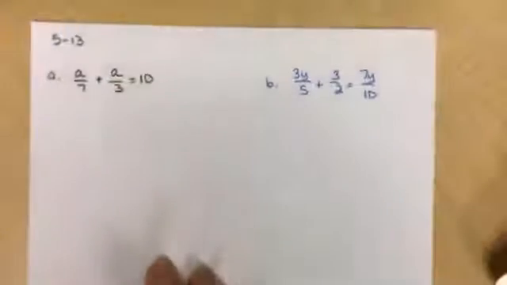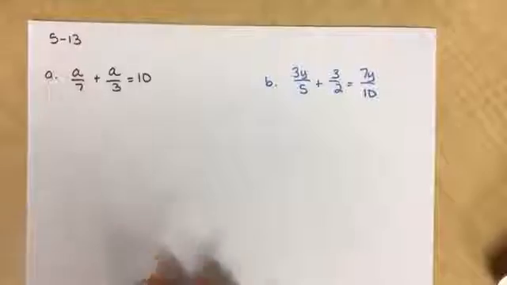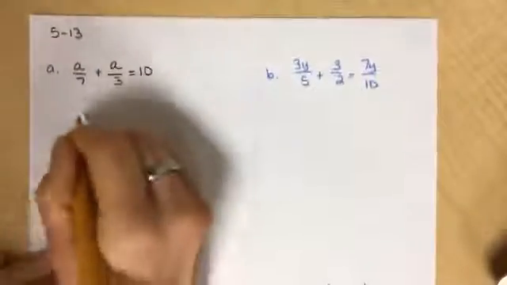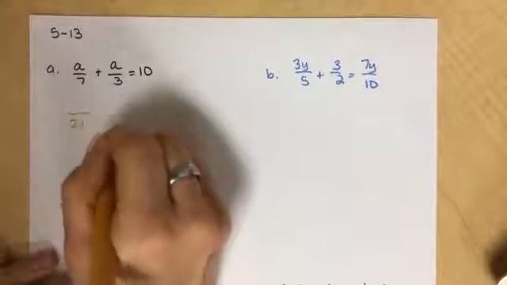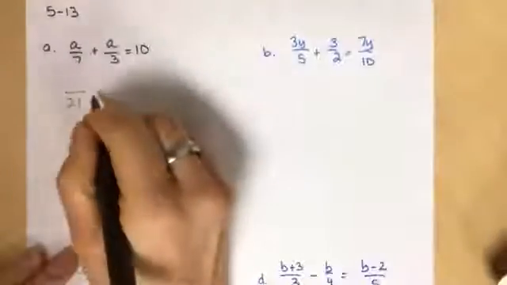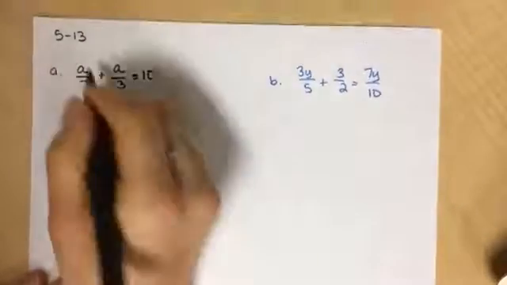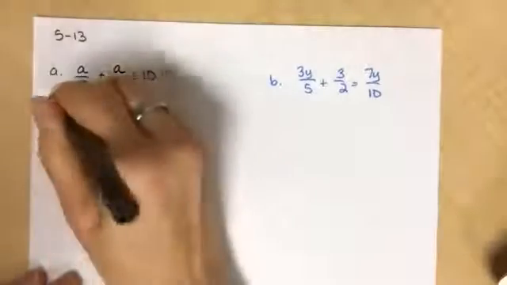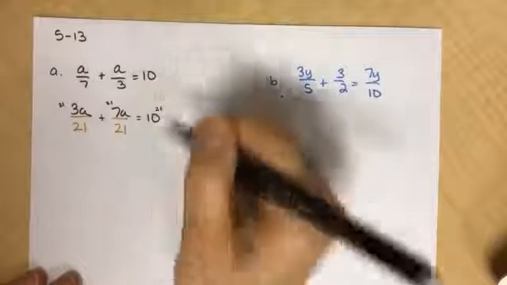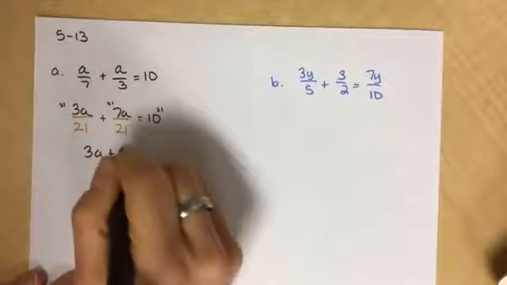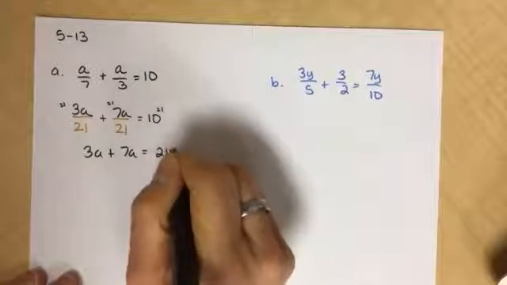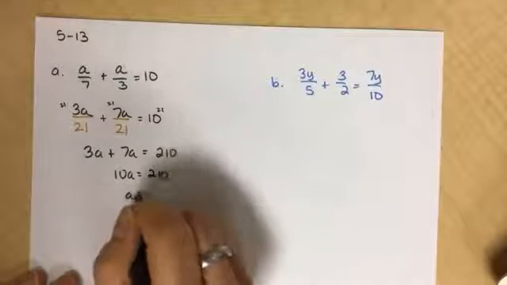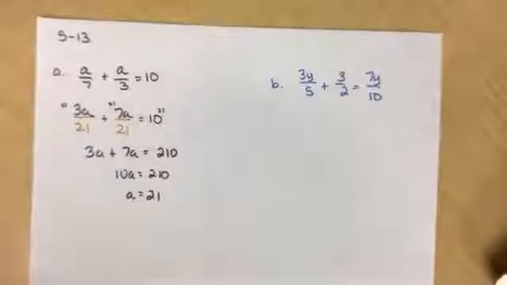Okay, if you're back, it's because you're ready to see how this works. So here we go. I'm just going to go through them pretty quick. I'm going to scale up to 21. That'll be 3 A's, and that'll be 7 A's. Now, if I multiply everything by 21, I get 3 A's and 7 A's and 210. So 10 A's make 210. Divide by 10, and A is 21.